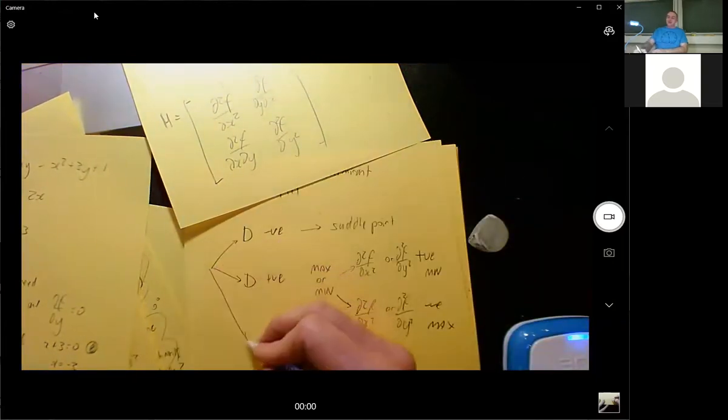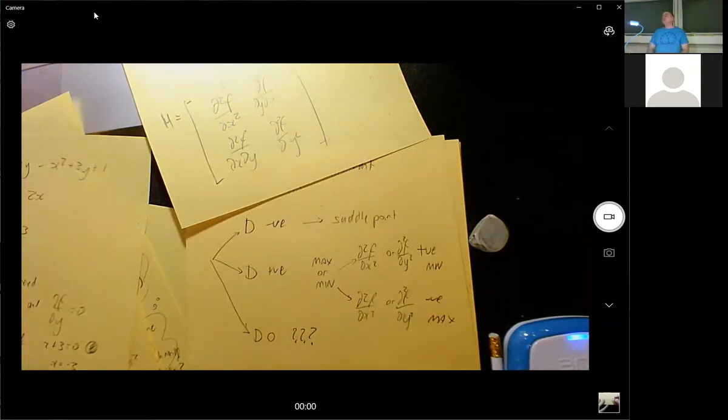And if the D comes out as 0, then it doesn't tell us anything and we have no idea what's happening there. And we will say, inconclusive, I don't know. And that's a perfectly legitimate answer for your exam if it happens. So let's see what happens for our function.